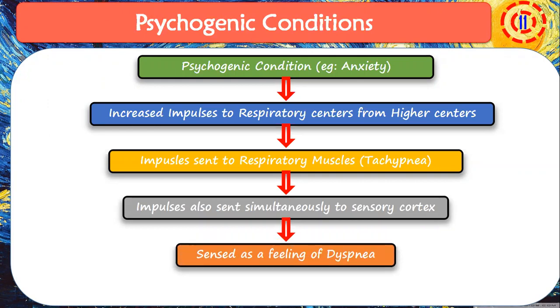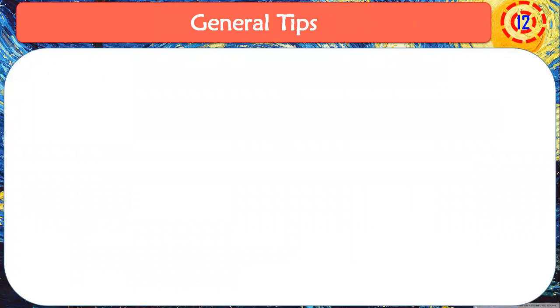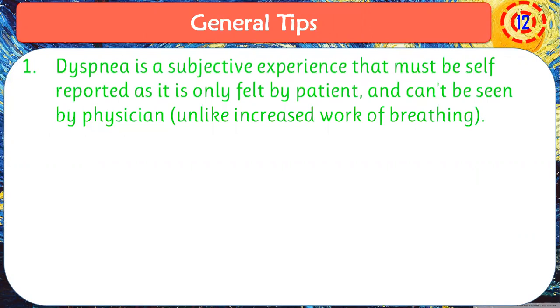So now let us talk about the general tips or the factors that I outlined before in the definition. The first thing that I outlined was subjective experience. So we have to say that dyspnea is a subjective experience because it can only be felt by the patient and not by the doctor himself or herself. So it is not seen by the doctor, unlike the increased work of breathing, whose signs and symptoms can be clearly elicited and seen by the doctor and measured objectively as well as subjectively.